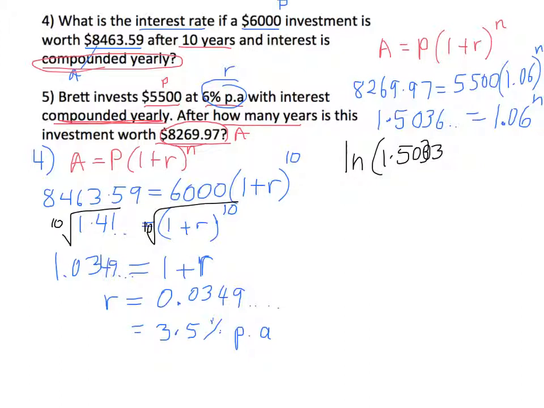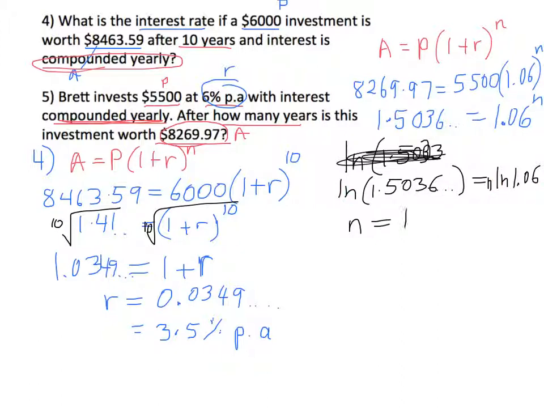And then using the log laws, let me see, that won't let me go back. Okay, let me scribble it out. Log of 1.5036 equals log of 1.06 to the power of N. And using the log laws, we can bring that N down the front of the log. So then you can see that N is going to equal, we just have to divide both sides by log of 1.06. So N is going to equal log of that divided by log of that.